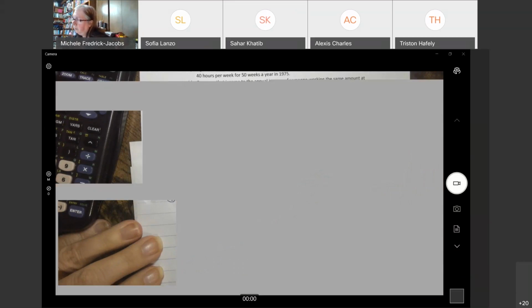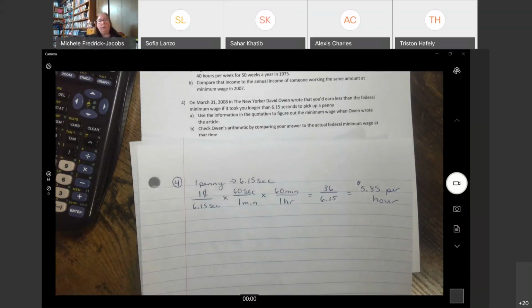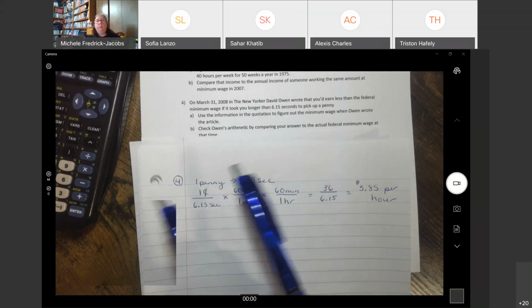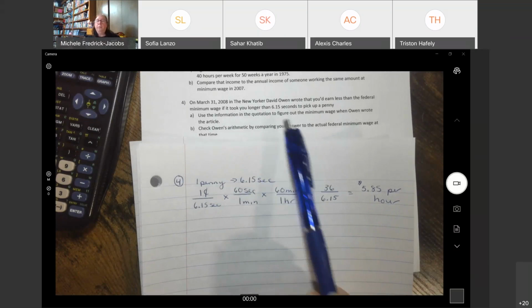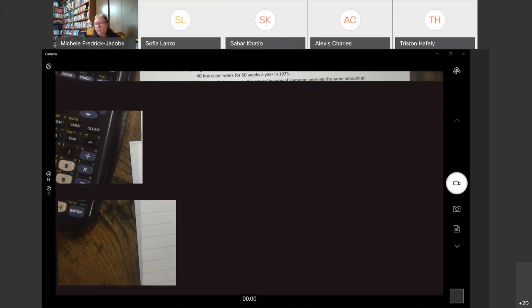Now again, this one, you have to explain at the end. So if you want to find A, B, and C and then put it into 1 paragraph, you could do the 60 divided by this and then multiply by this 60. In either case, you should get $5.85 an hour. So when he wrote this article, minimum wage was $5.85 per hour. Any questions on that?